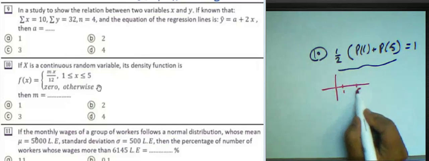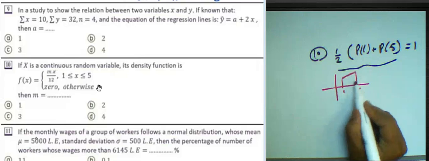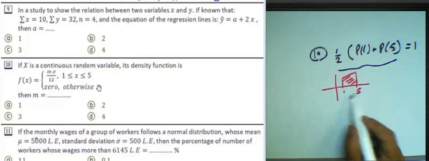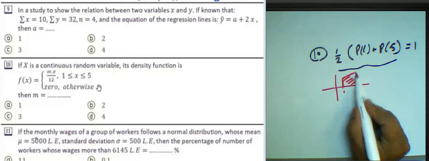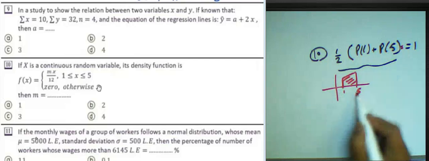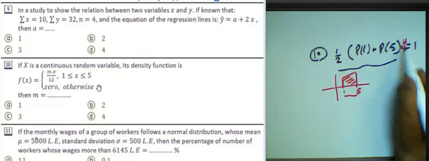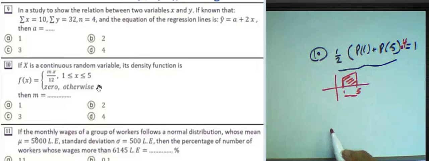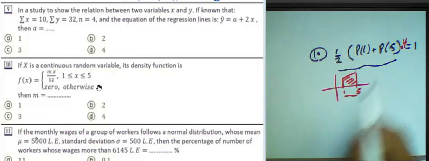From 1 to 5 we will have here a trapezium. The area of a trapezium is half times the sum of the small base and the big base, divided by 2, multiplied by the height. The height is the difference between them. It will be equal to what? Equal to 4, because 5 minus 1 equals 4.